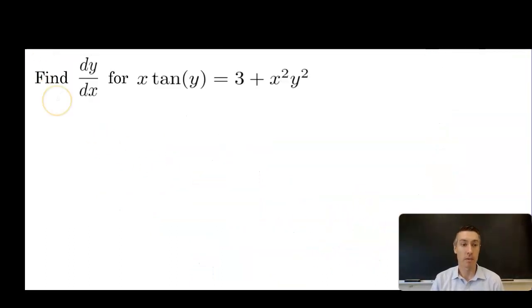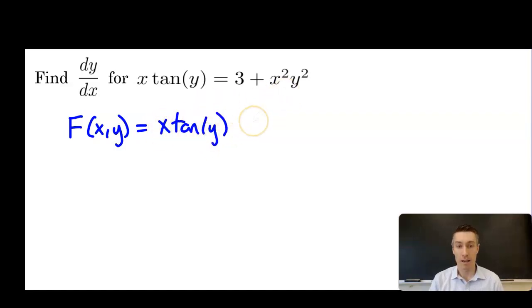So let's apply it. Find dy dx for x times tangent of y equals 3 plus x squared y squared. This is an example that you could have been given in single variable calculus. Now we're going to handle it with partial derivatives. So first thing is create the function whose level curve will be, one level curve will be the same as this curve. So let's set it equal to 0. So x tangent of y minus x squared y squared minus 3.